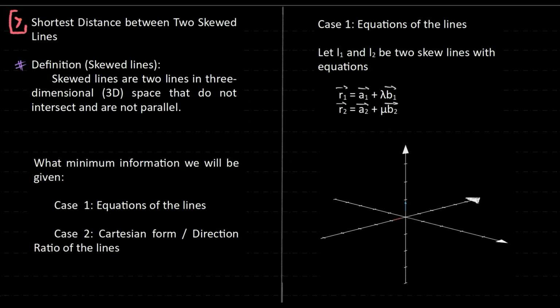Okay, now let's start off with the derivation. Before that, let's see what information you can be given. Well, we can get it in two forms. One is vector equation form, another is Cartesian form, or direction ratio, or direction cosine. For Cartesian form and direction ratio, direction cosine, the formula is kind of lengthy. This is kind of simple. The idea is fun over here.